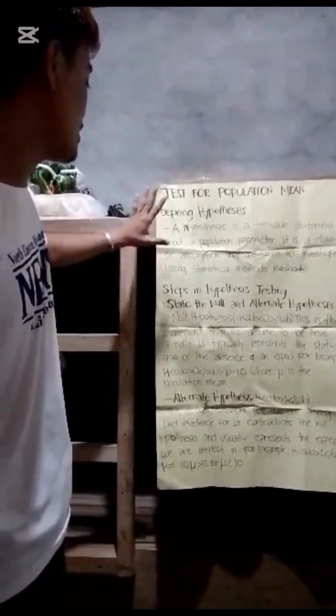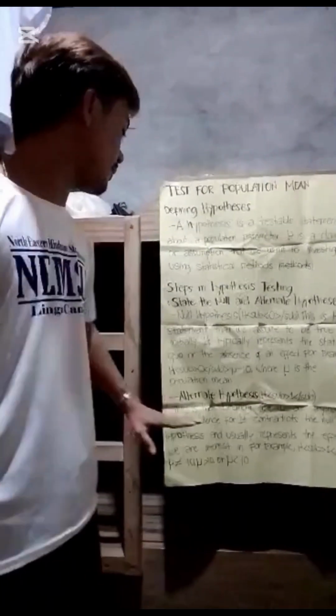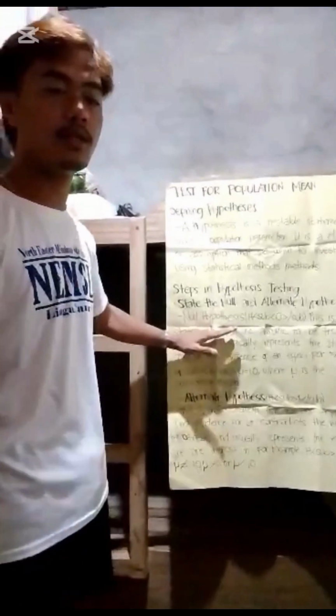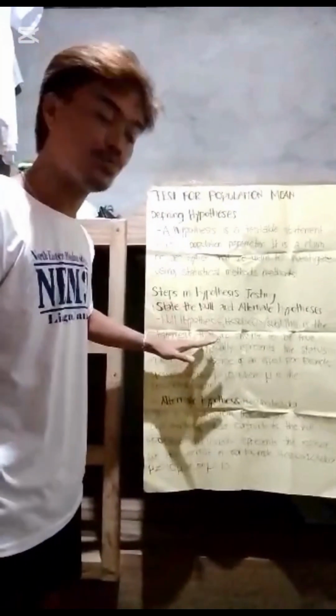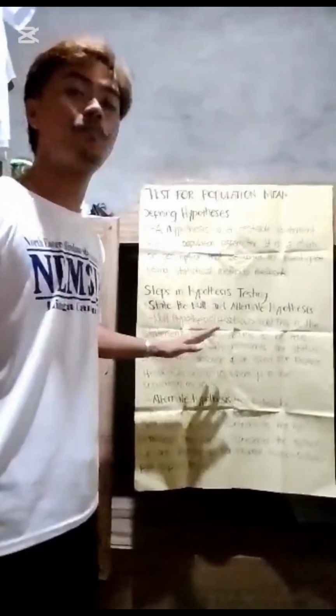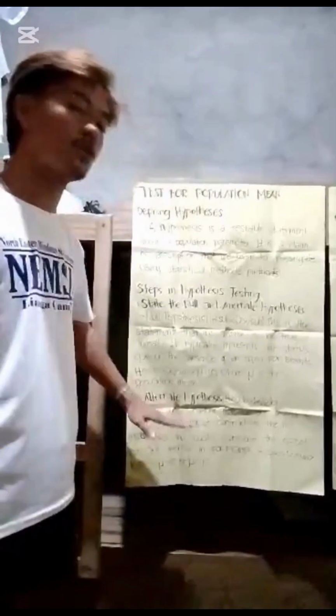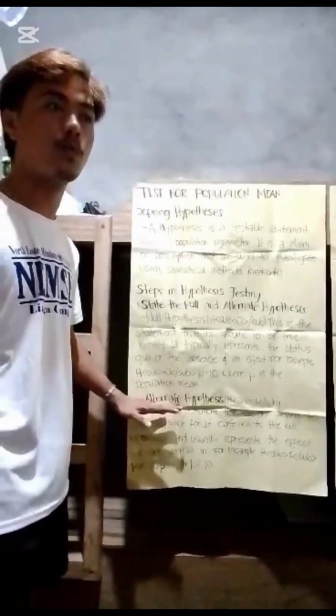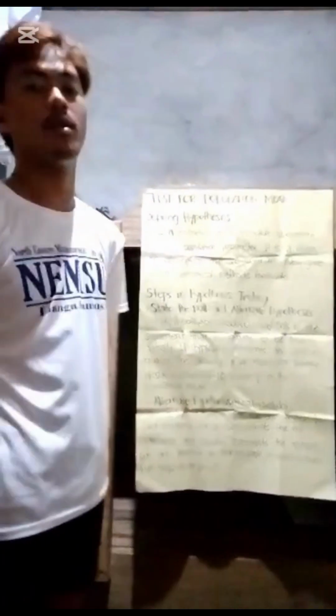As I said, the difference between the null hypothesis and the alternative hypothesis is that the null hypothesis is basically the status quo or what the majority of people say to be true, while the alternative hypothesis is what we are trying to investigate or find out. Thank you, that's all.